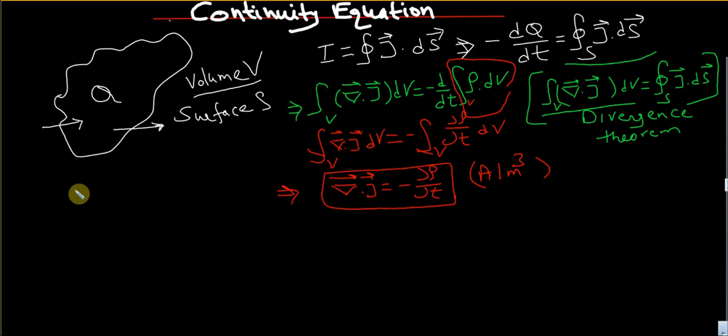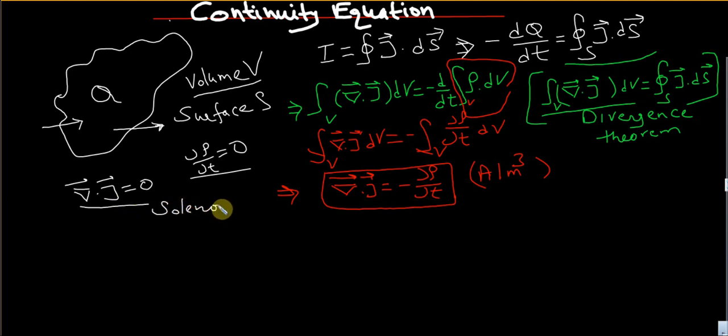So if this rate of change of the charge density is 0, then I'm writing here del dot J is equal to 0. When the rate of change of the charge density is equal to 0, for that case this is equal to 0. Now we can say that for that particular case the current density is divergenceless, or we can say it is solenoidal. Divergenceless fields are also called solenoidal.